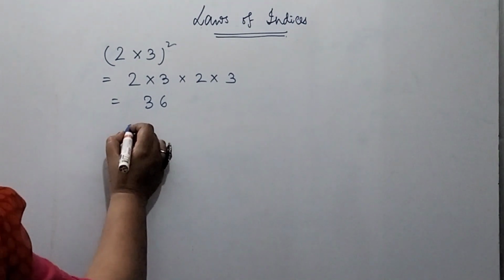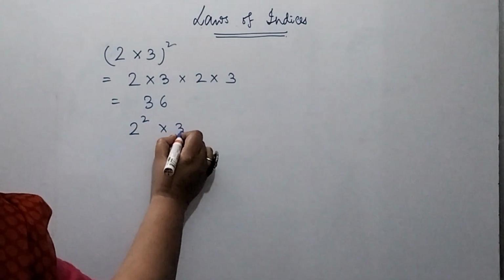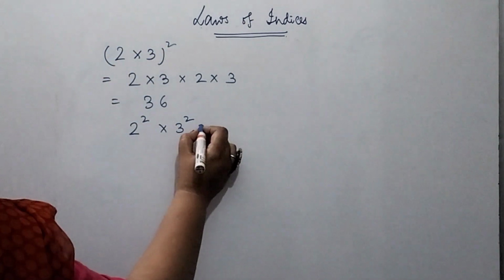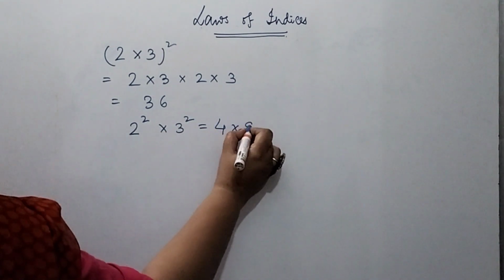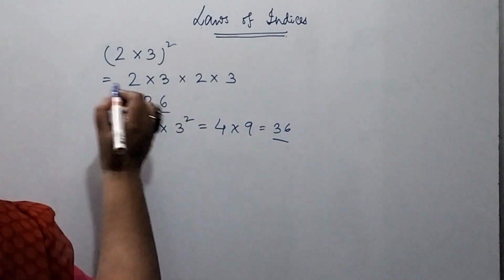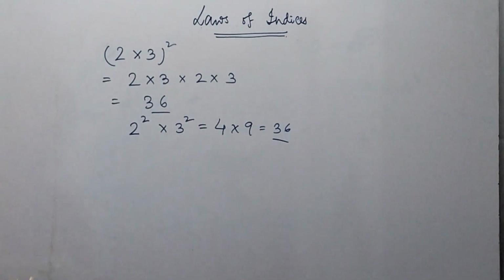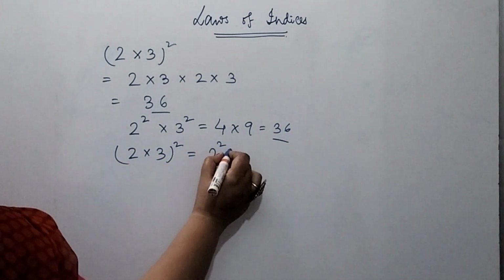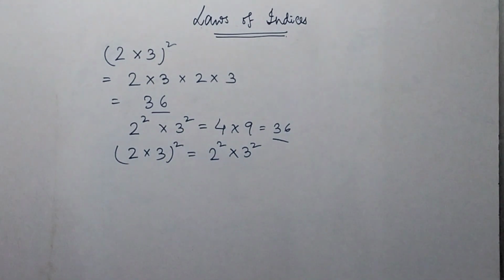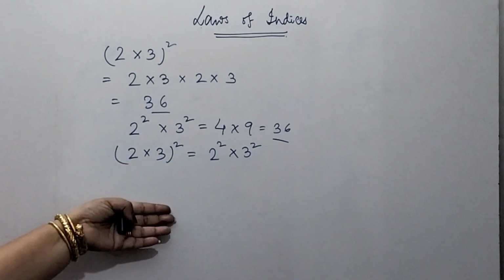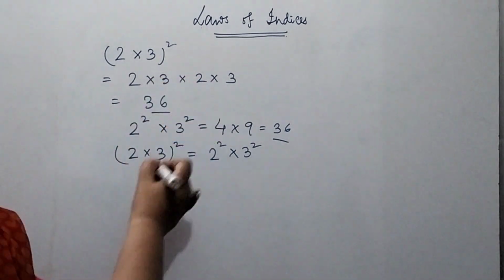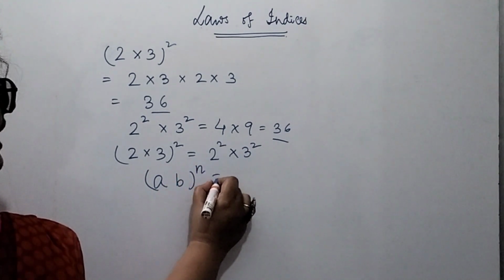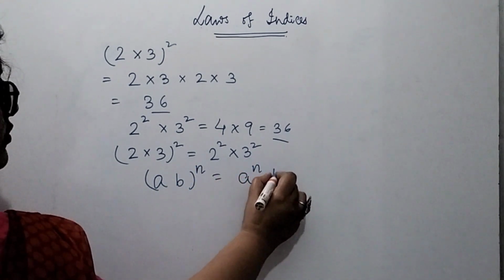Now, if we write it as 2 square into 3 square, then let's see what the result would be. 4 into 9, that is 36. The same result is obtained. So what does it mean? It means 2 into 3 whole to the power 2 equals 2 square into 3 square. So writing the same thing in terms of variables, we can get another law, that is, a into b whole to the power n equals a to the power n into b to the power n.